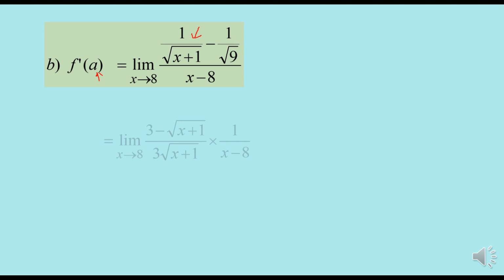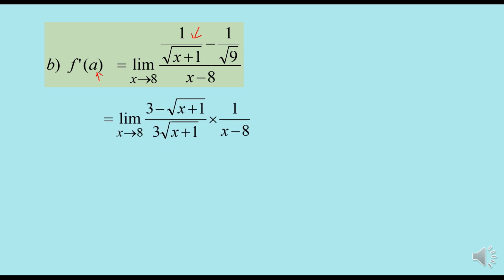Okay, then how to simplify? So firstly we simplify the numerator. 1 over the square root of 9 is 1 over 3. So equalize the numerator. I will get 3 minus the square root of x plus 1 over 3 times the square root of x plus 1. This is the numerator. Then divide by x minus 8. That is, I multiply with 1 over x minus 8. This is the denominator.